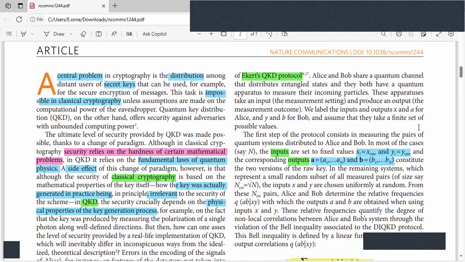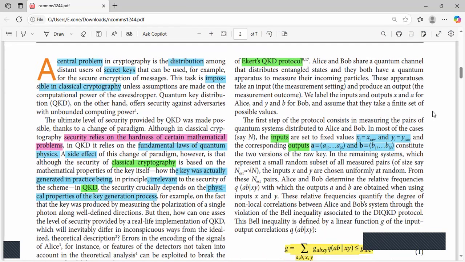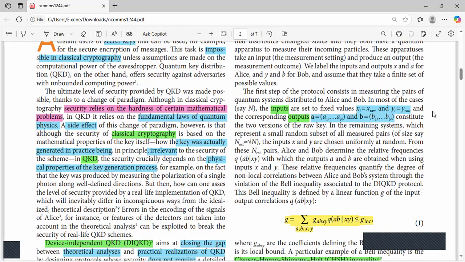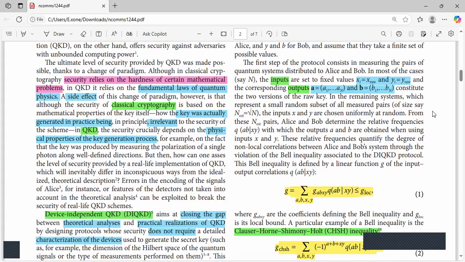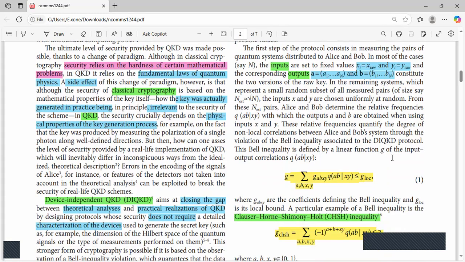So the summary of this protocol is that we have Alice and Bob, and they are connected through a quantum channel, and they distribute the entangled states between them with the help of the quantum channel, and they apply some kind of measurements based on some random input given to them. So the security of the protocol is based upon the equality that is given in equation 1.